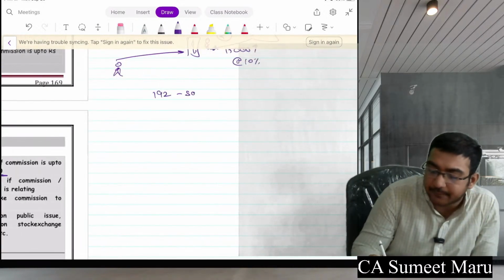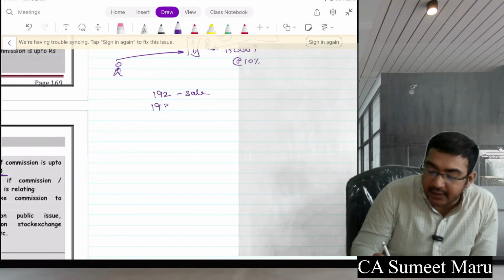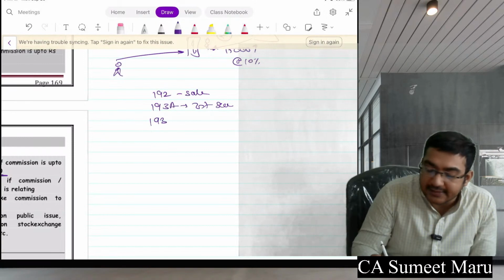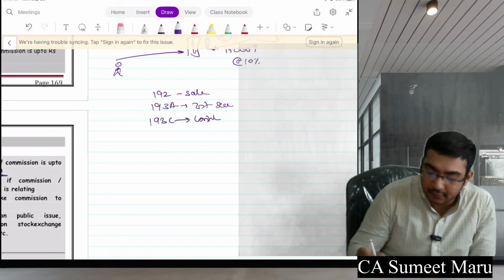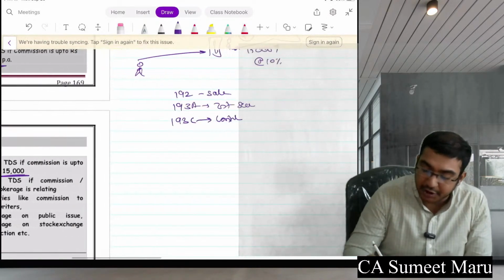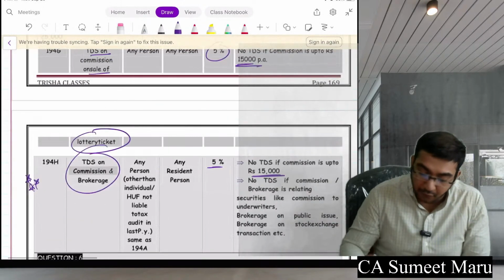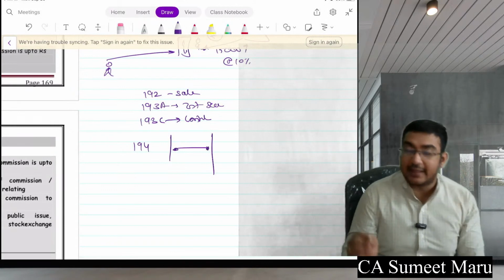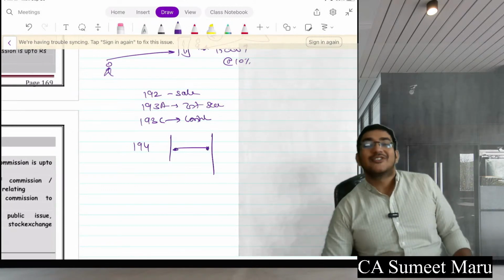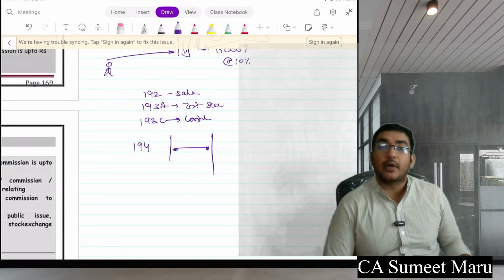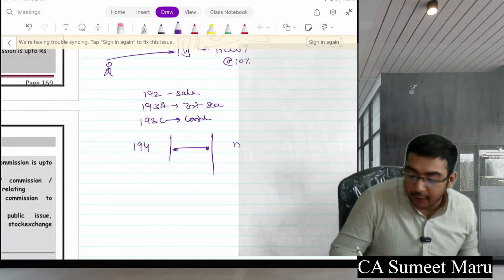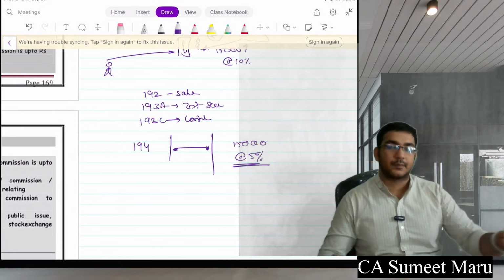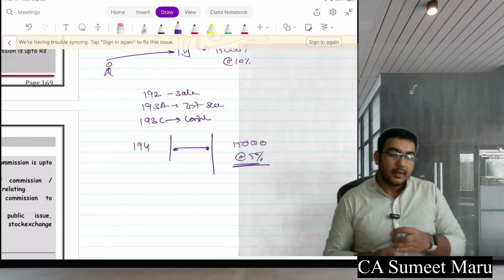192 is salary, 193A is interest on securities, 193C, C for contract, okay, and this H, 194H. So H, can you see this? H, who is connecting two people, right? So it will help you to remember. It's your brokerage wala section, and if it is above 15,000, the TDS is applicable at 5%. Everyone clear?